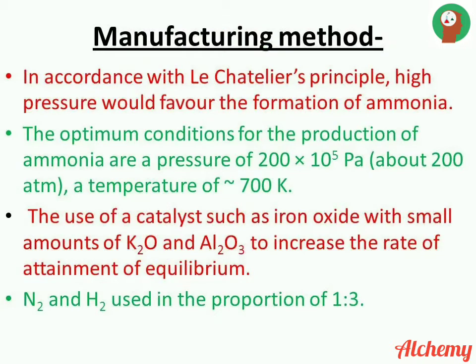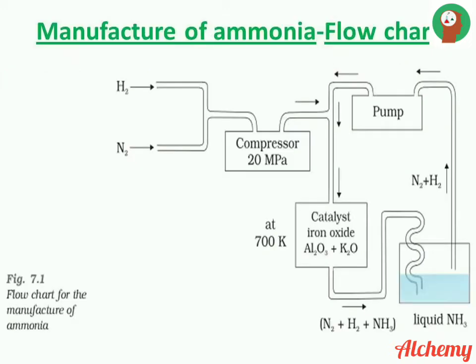In accordance with Le Chatelier's principle, high pressure and low temperature would favor the formation of ammonia. The optimum conditions for production of ammonia are a pressure of 200 × 10^5 Pascal and a temperature of 700 Kelvin. The catalyst used is iron oxide with small amounts of potassium oxide and aluminum oxide to increase the rate of attainment of equilibrium. Nitrogen and hydrogen are mixed in the proportion 1:3. This is the flowchart representing formation of ammonia in the Haber process.